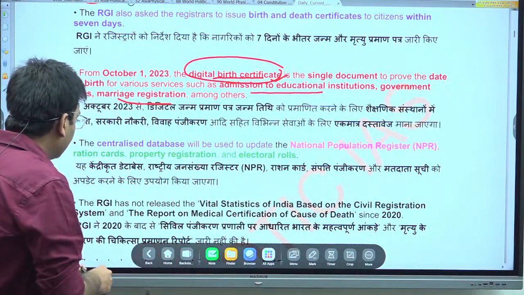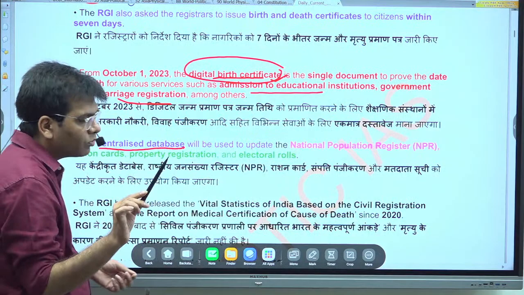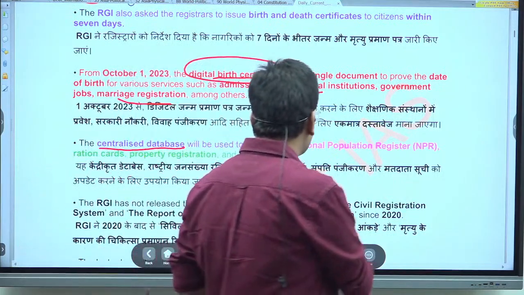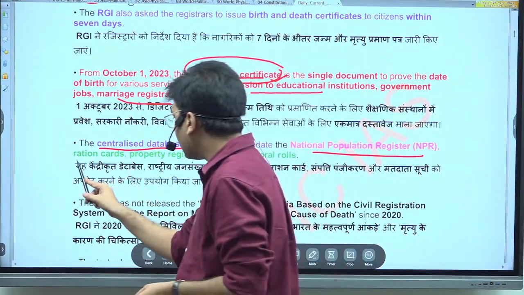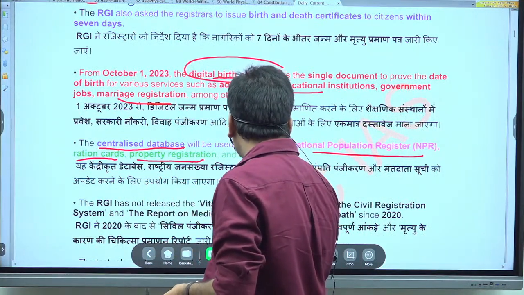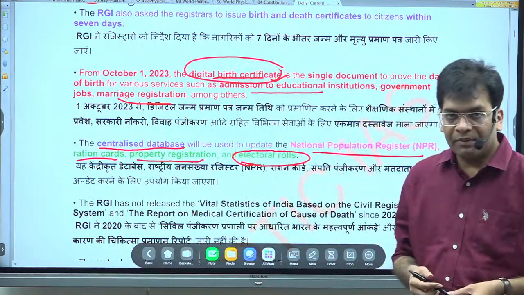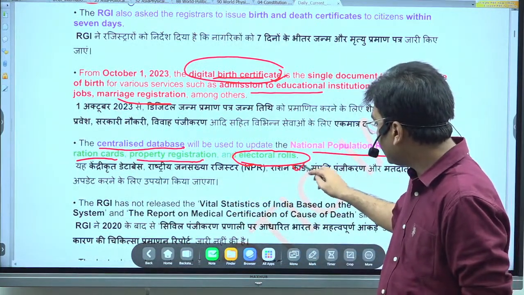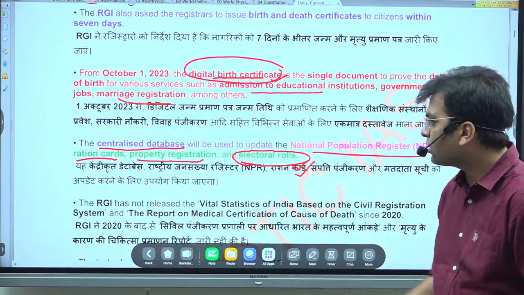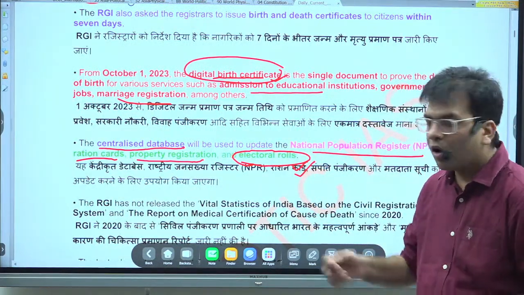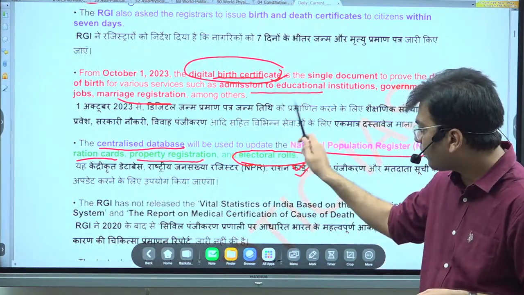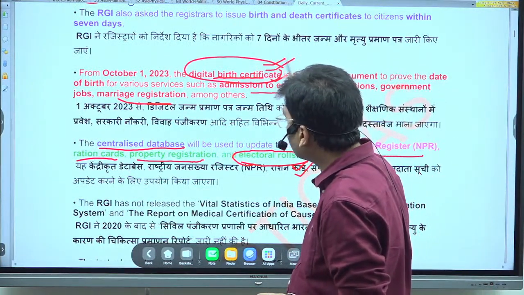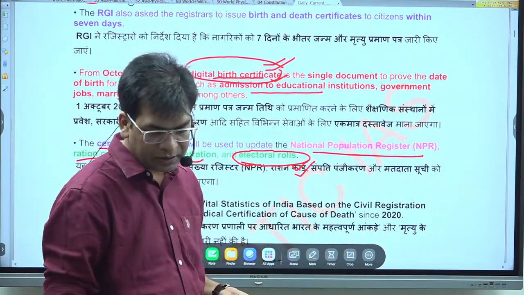This data will also be used to make a centralized database, which could be used by different government agencies. For example, it could be used for the National Population Register, the ration card, property registration, and electoral rolls as well. The Election Commission of India can decide when to give voting rights to people when they cross 18 years of age. Electoral roll preparation is based on this centralized database prepared on the basis of death and birth certificates, and whom to remove from the electoral rolls can also be decided by this. So please remember all these things, these are very important.